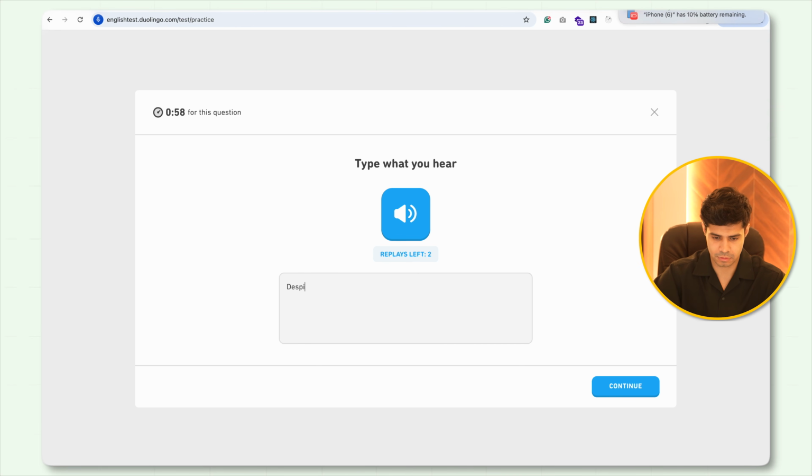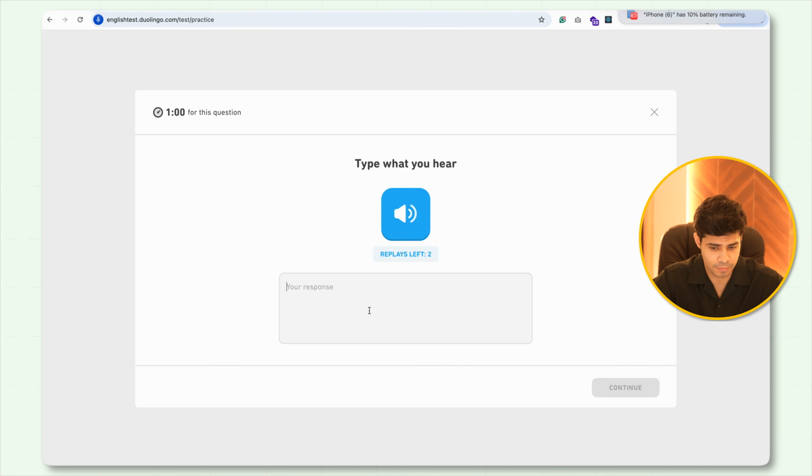Despite graduating years ago, he still has access to his university email account. Email account. So you want to make sure you get everything spelled right. Despite graduating years ago, he still has access to his university email account. You hear that pause after ago? That basically means you have to have a comma. Despite graduating years ago, he still has access to his university email account. Looks good to me. The comma's right, the full stop's right.